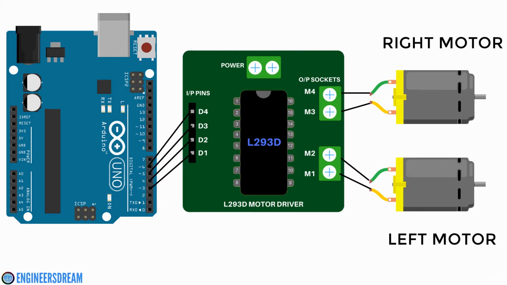and if you connect the M3 and M4 socket of the motor driver to the right motor, then when you write any command on pin number 3 and 4, the left motor will be controlled, and when you write a command on pin number 5 and 6, the right motor will be controlled.